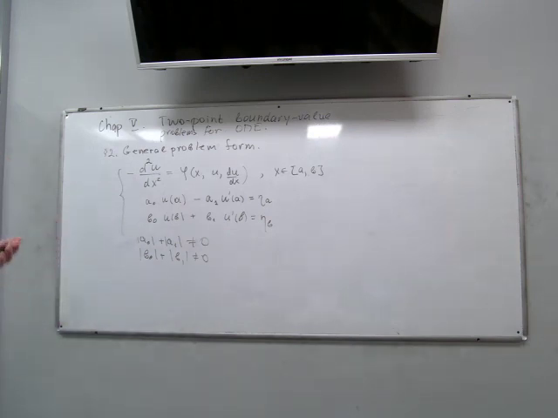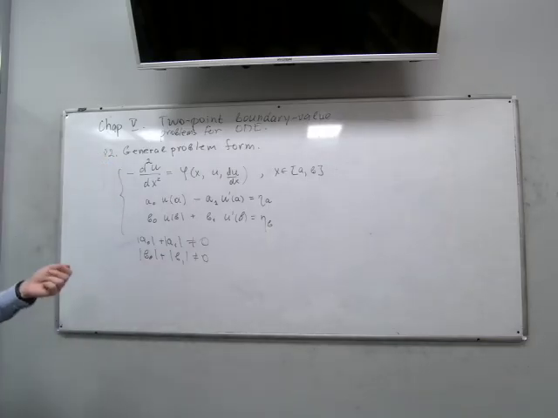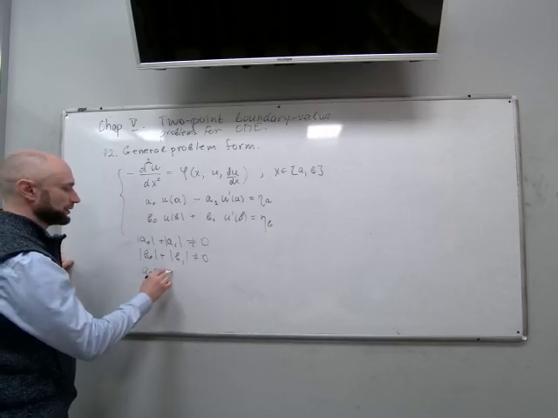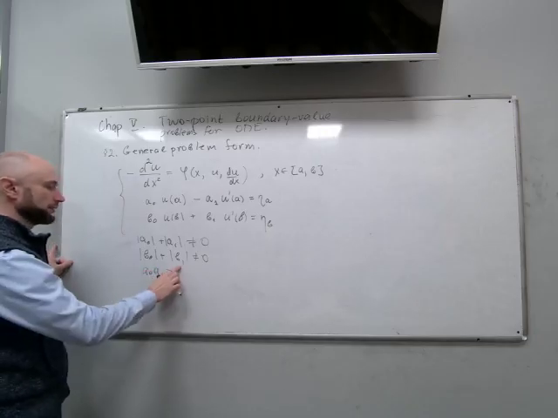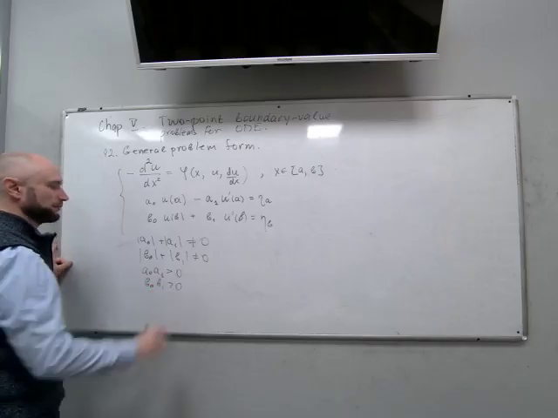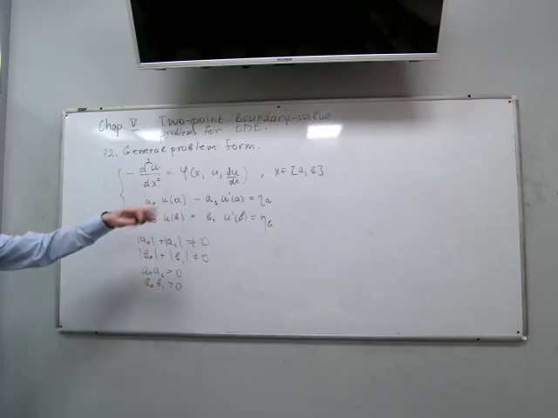This is exactly just as in the previous example. And also a0 multiplied by a1 is more than 0, b0 multiplied by b1 is more than 0. So these coefficients are positive.